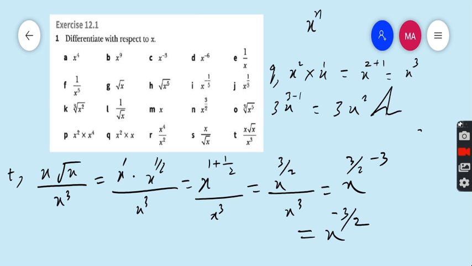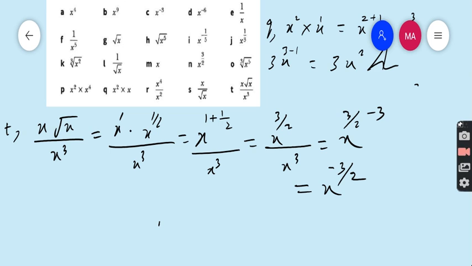And now find the derivative. So after simplification the answer is x power minus 3 upon 2. The derivative is write power first and subtract 1 from the power.